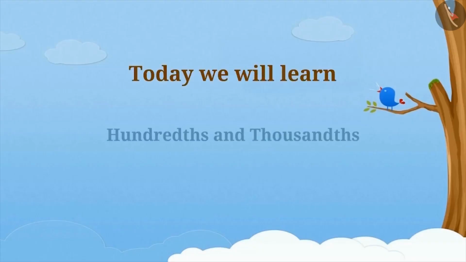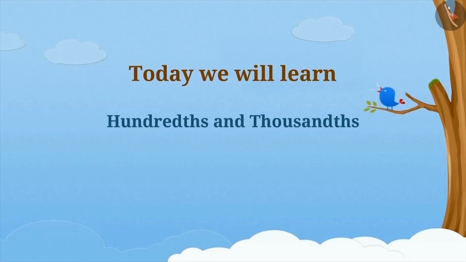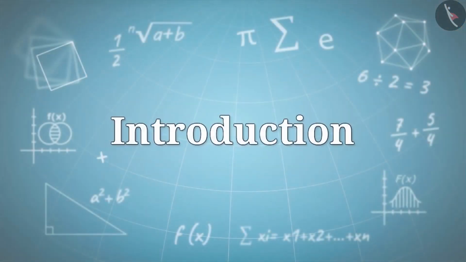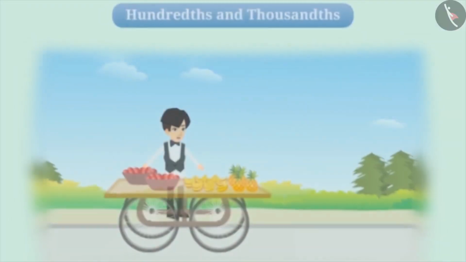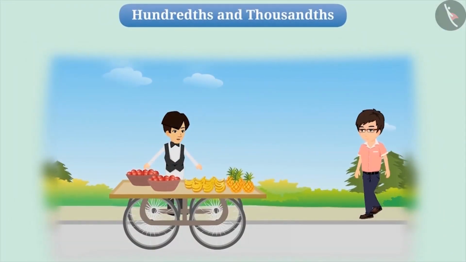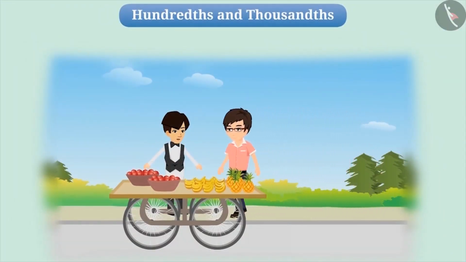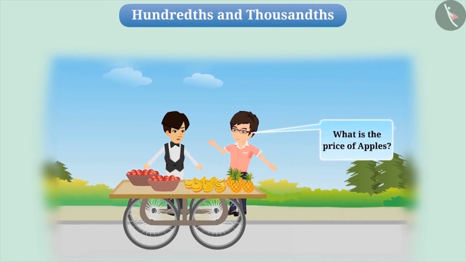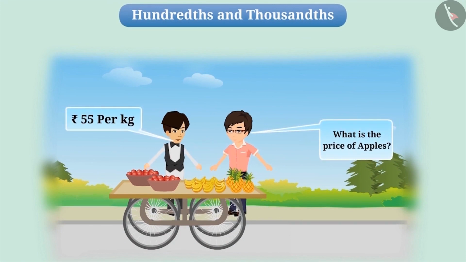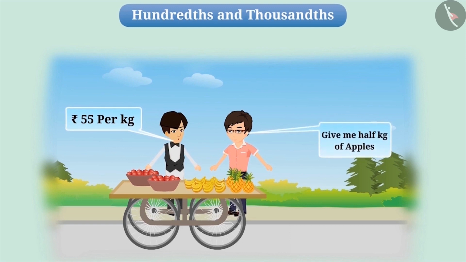Today, we will learn about hundredths and thousandths. Rahul saw a fruit seller selling fruits. After seeing the fresh apples he was selling, Rahul was tempted to buy. He asked the seller about the price of the apples. The fruit seller said it was 55 rupees per kg.